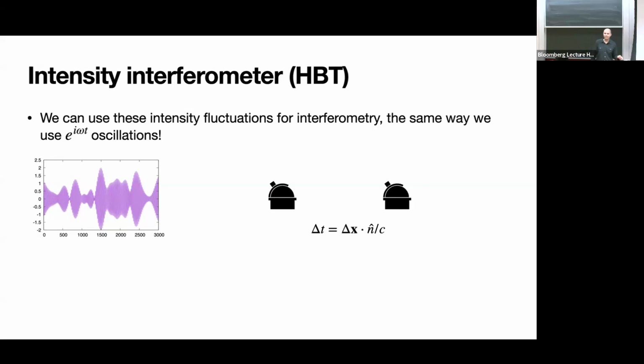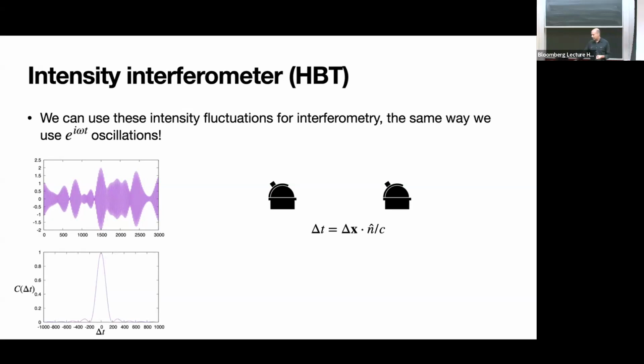So therefore, if I correlate the photon counts seen at telescope 1 and telescope 2, I will see a peak in the cross correlation on the time scale given by this path length difference.